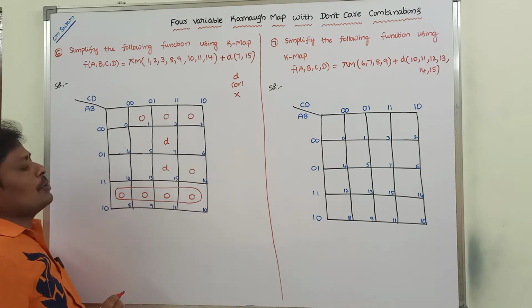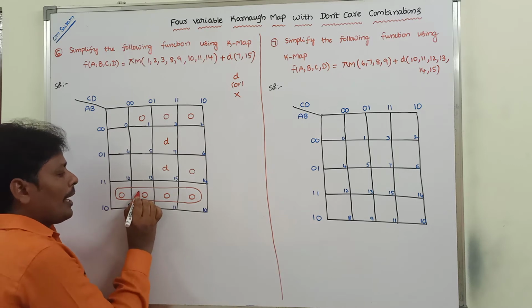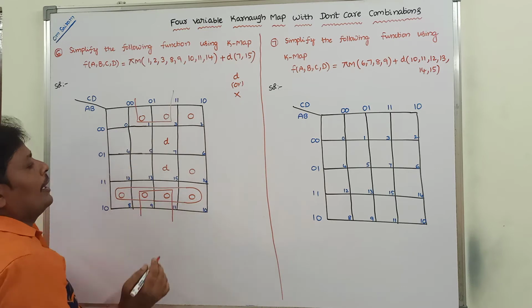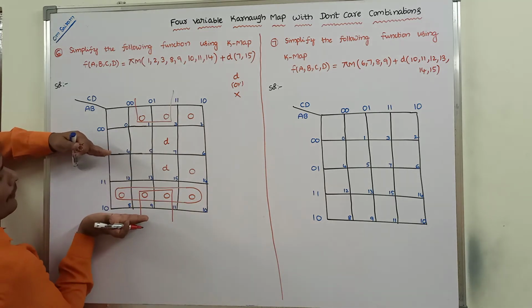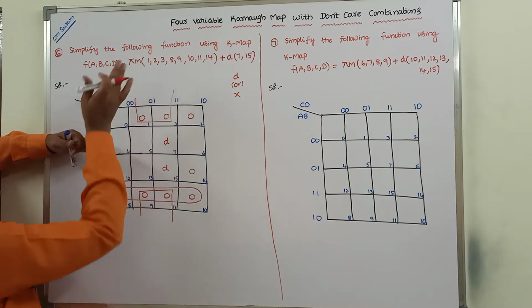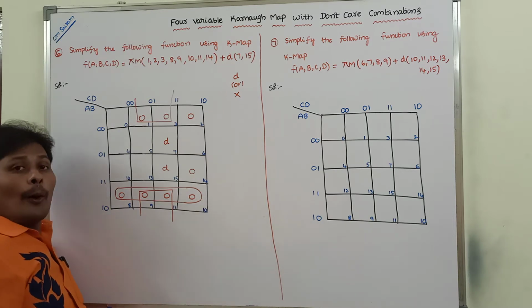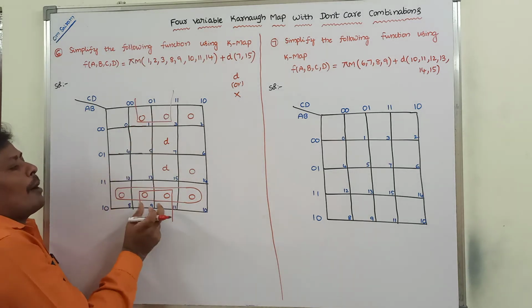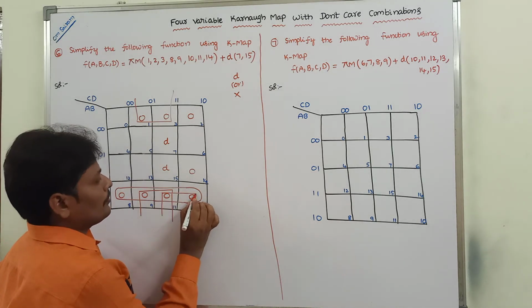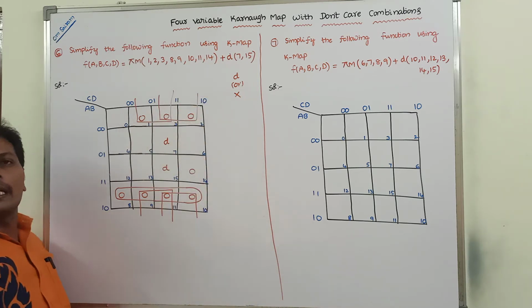Okay, next one, so these 2 zeros can be formed as a quad. When we fold the Karnaugh map in the middle, from the bottom side to the top side, these 2 zeros are adjacent or opposite, so they can be formed as a quad. In the same way, these 2 zeros and these 2 zeros can be formed as a quad.